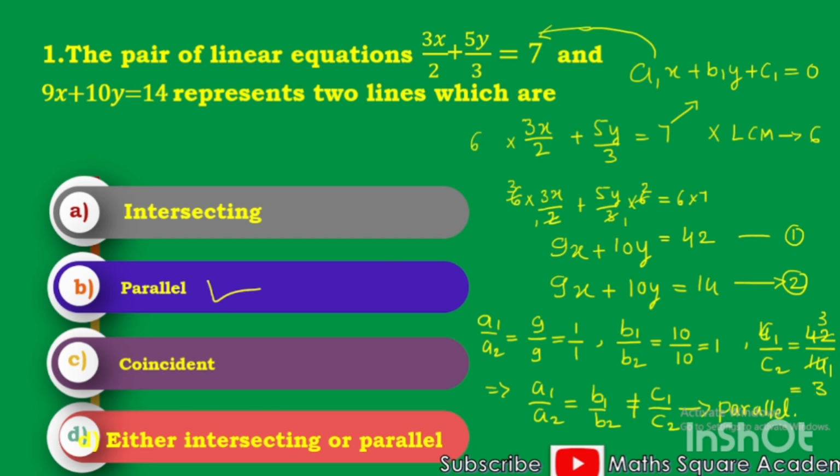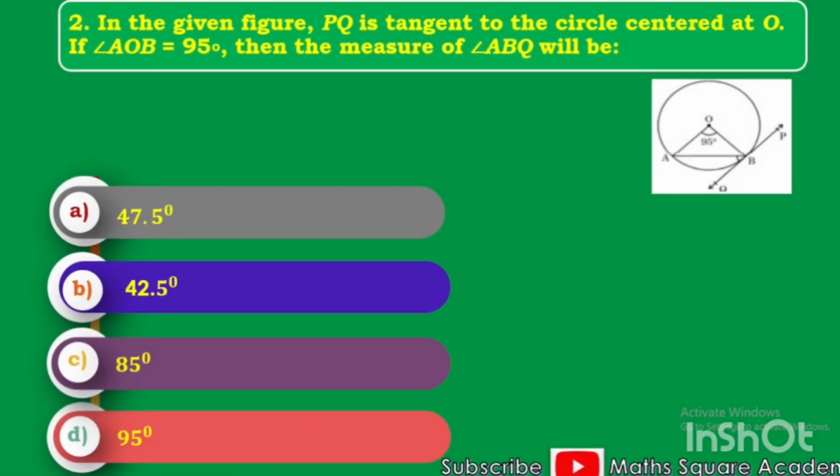Next question is from circles. Here you can see the figure. In the given figure, PQ is a tangent to the circle centered at O. If angle AOB is given as 95 degrees, then the measure of angle ABQ will be. So we have to find the measure of angle ABQ. You see here in the diagram, the center angle is given, that is 95 degrees.